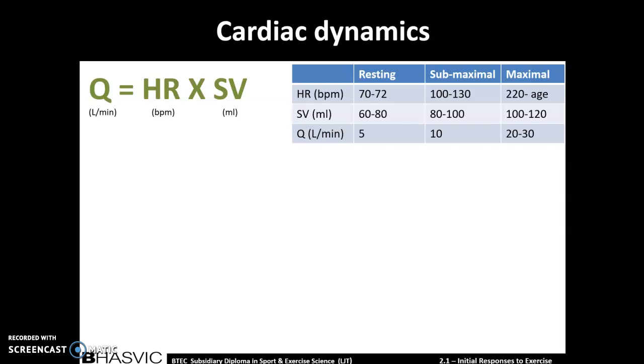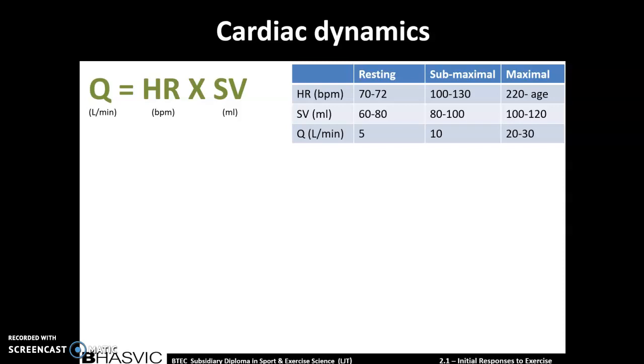So in resting, a typical value of heart rate would be 70 to 72 beats per minute. Stroke volume would be 60 to 80 millilitres, and multiplying them together would give you a cardiac output of approximately 5 litres per minute. During submaximal exercise, heart rate on average is 100 to 130 beats per minute. Stroke volume would be 80 to 100 millilitres, and multiplying heart rate by stroke volume would give you an approximate cardiac output of about 10 litres per minute.